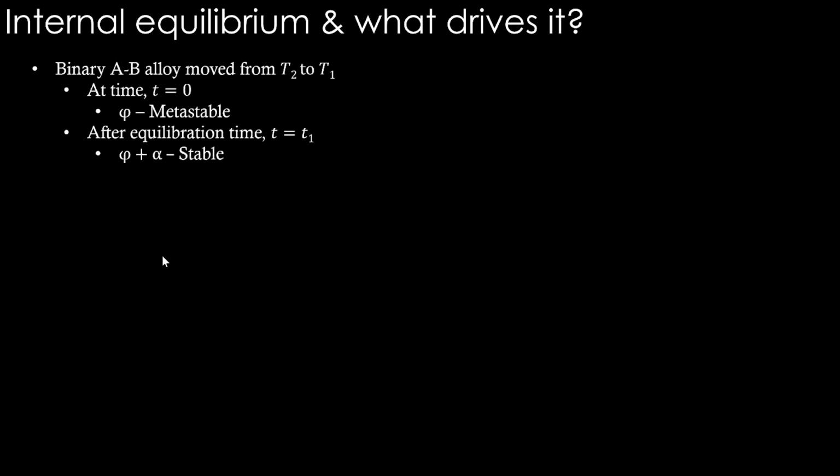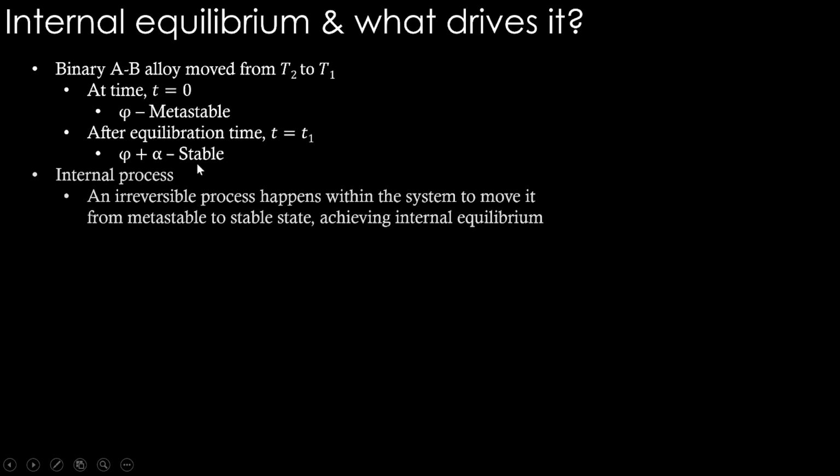Internal equilibrium and what drives it? A binary AB alloy moved from T2 to T1. At time t equals 0, we have this phi phase which is metastable. After an equilibration time, let's say some time t1, we get phi plus alpha, which is the stable state. These processes happen as an internal process. What is an internal process? This is how it is defined. It is an irreversible process. It happens within the system to move it from the metastable to the stable state, achieving internal equilibrium. It is an irreversible process within the system.